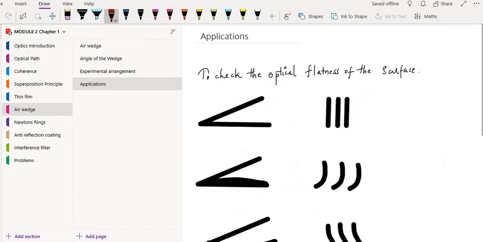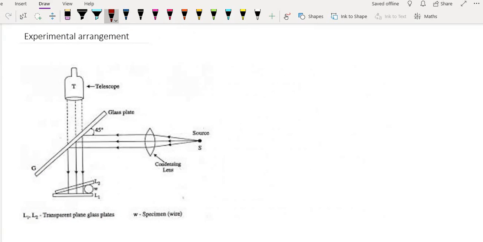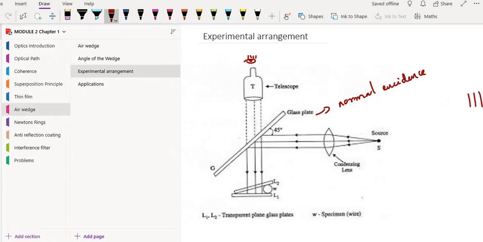Now, this experimental arrangement, we already conducted the experiment. While doing the experiment, we have the source, which is a sodium vapor lamp, used to illuminate the air wedge, and we place some wooden arrangement so that it will make a normal incidence. And the telescope is here so that we can look through it and see the pattern. So that is the experimental arrangement.